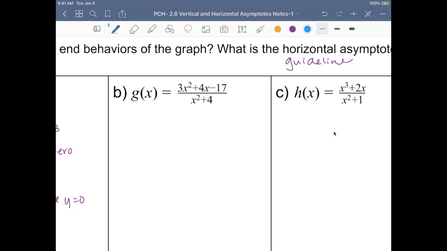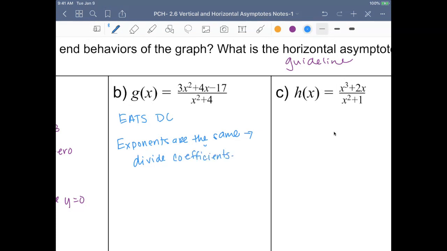Who's bigger, the top or the bottom? Well, both degrees are the same. The degree of the top is equal to the degree on the bottom. So we call this EATS DC. Exponents, it stands for exponents are equal, are the same. So we divide the coefficients.